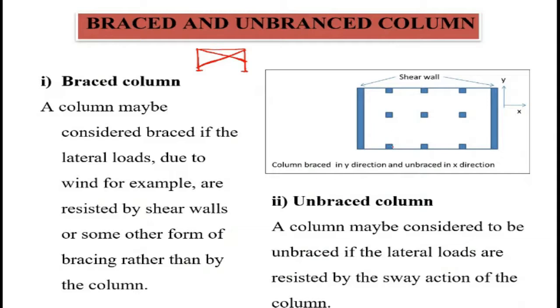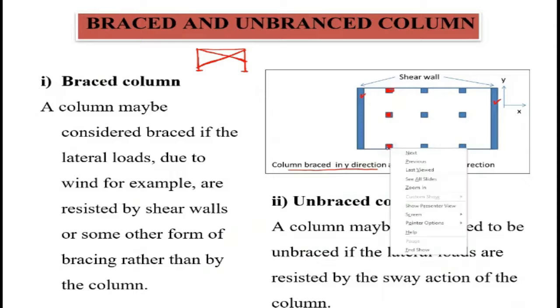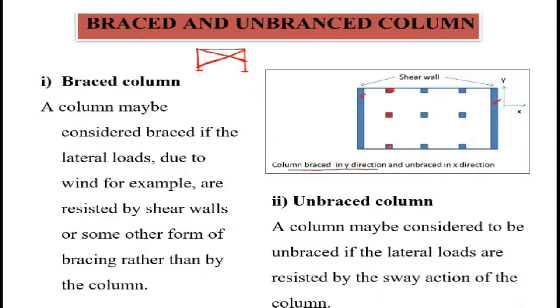Contoh kat sini, dia kata brace column in Y direction. You tengok sini column. Kolom yang kat tengah ni, yang square shape ni semua kolom. Daripada paksi Y yang tegak ni, kat sini kita ada shear wall. So from Y axis, kolom ni kita identify as brace column. Sebab apanya? Kalau kita ada lateral force kat sini, kita ada wind force kat sini.